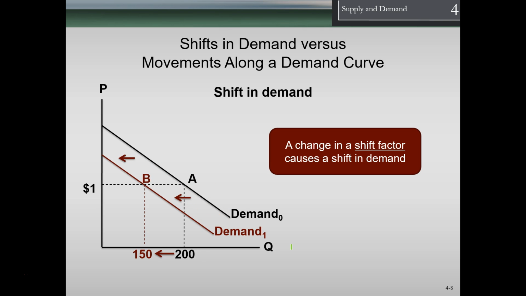So in this case, we're going to shift it down, and that means that something else happened. Maybe a decrease in the population happened, and that would mean the entire curve would shift inward. So at point A, now there was a decrease in the population, let's say, and at the same $1 price, we're only selling 150 because the demand curve shifted inwards.